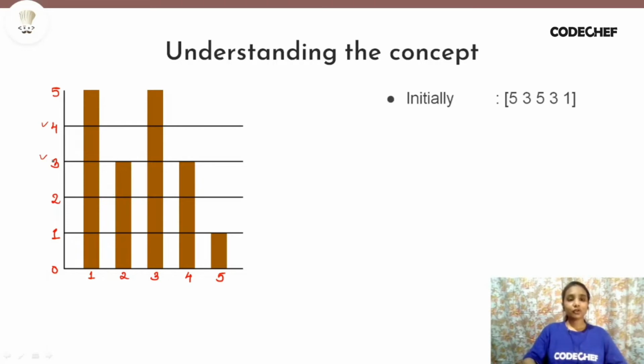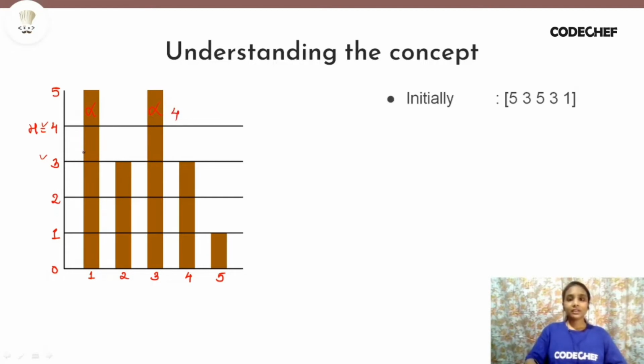But from 4 and 3, which will be the ideal one? If we choose h equals to 4, suppose we have chosen h equals to 4. So now here, first time 1 unit height will reduce from stick 1 and 3, and the height of sticks 1 and 3 will become 4.